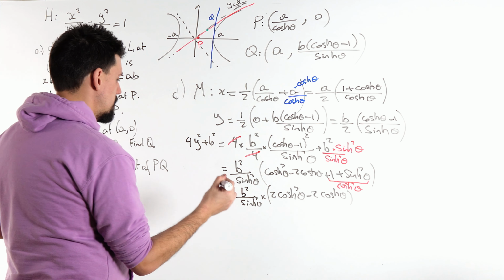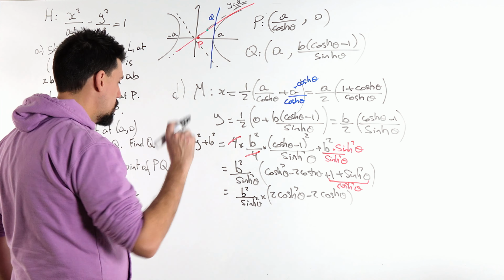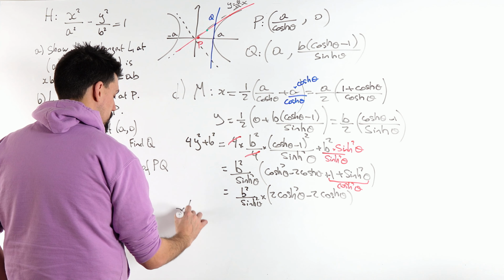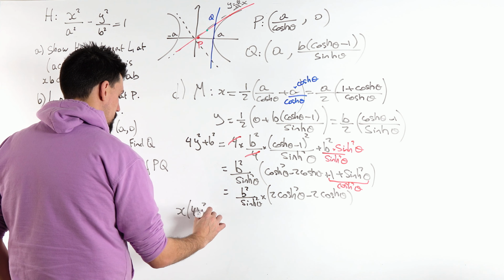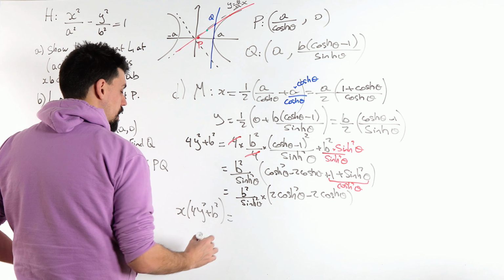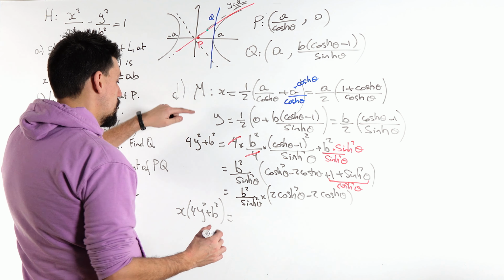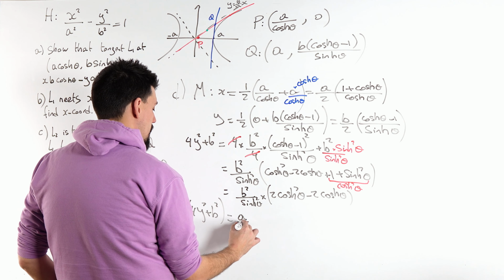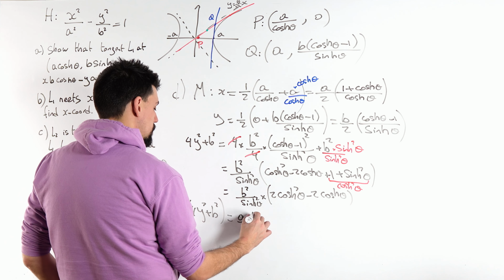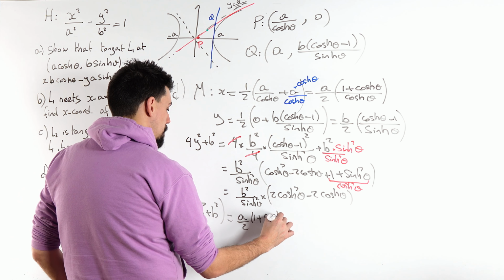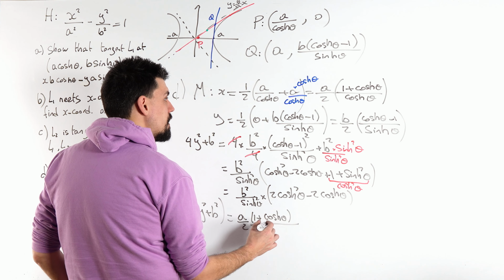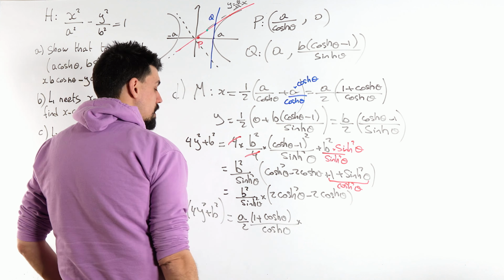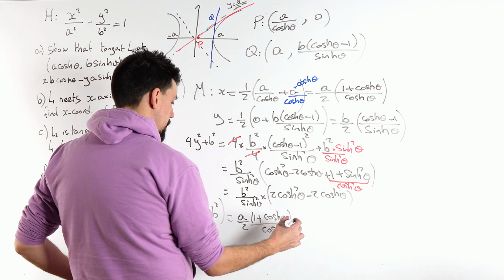And now that is y squared. We've got our y squared there, big chunky pen. Multiply that by x. Now, what did we say our x coordinate was? It was that. a over 2, 1 plus cos theta over cos theta times all of this.